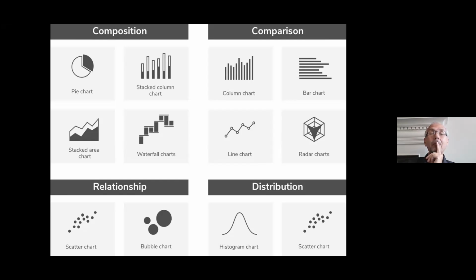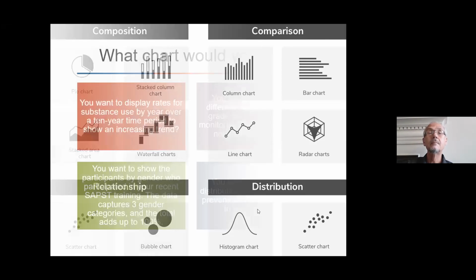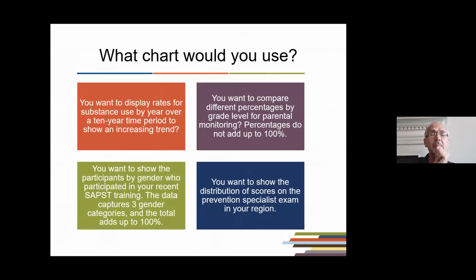All right, we see bar chart as being a very, very popular choice there. You want to show participants by gender who participated in your recent SAPS training, substance abuse prevention training. The data captures 3 gender categories and the total adds up to 100%. Which chart would you use?